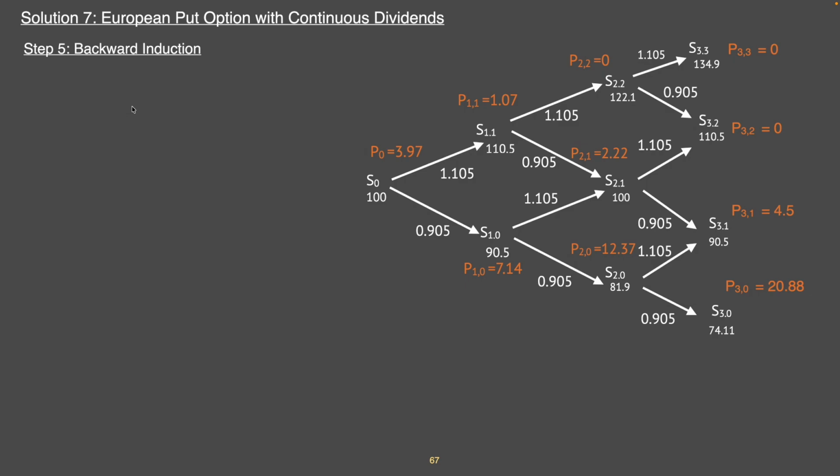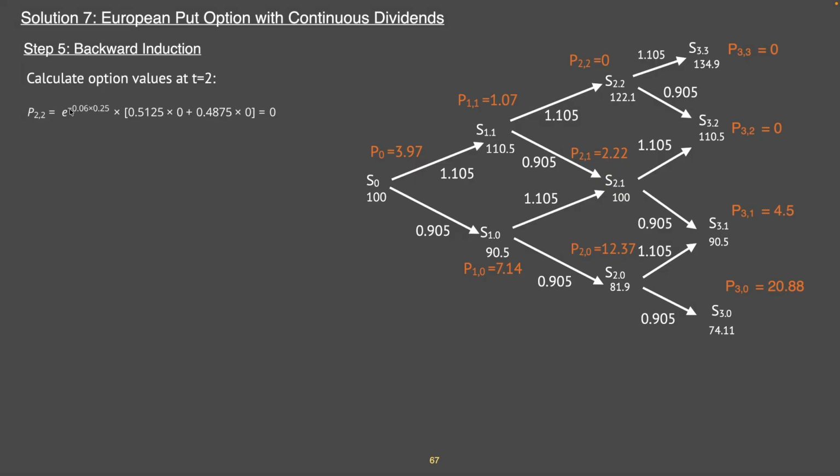Now we have to do the backward induction for this European put option. Let us see. Since the option values at S33 and S32 are 0, the value at P22 will also be 0 if we use the continuation formula. What is the continuation formula?